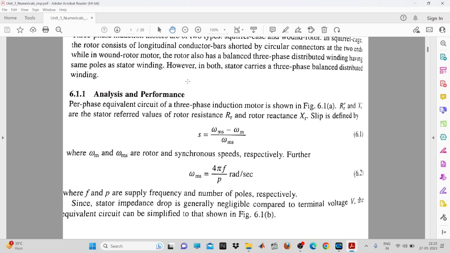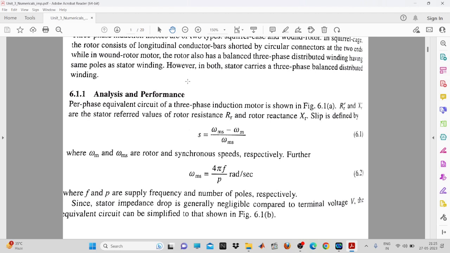In this case, there is one difference between the synchronous motor and the induction motor. And what is the difference? The induction motor will rotate at less than the synchronous speed. Whereas in the synchronous motor, the rotor was rotating at the synchronous speed, or you can say the magnetic field and the rotor were rotating at the synchronous speed. But this is not the case with the induction motor. Here, the rotor is rotating at a speed less than the synchronous speed.